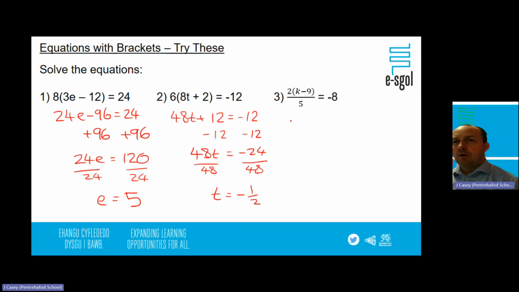And then the last one of the brackets, which you should have had a go at, is we're dividing by 5.